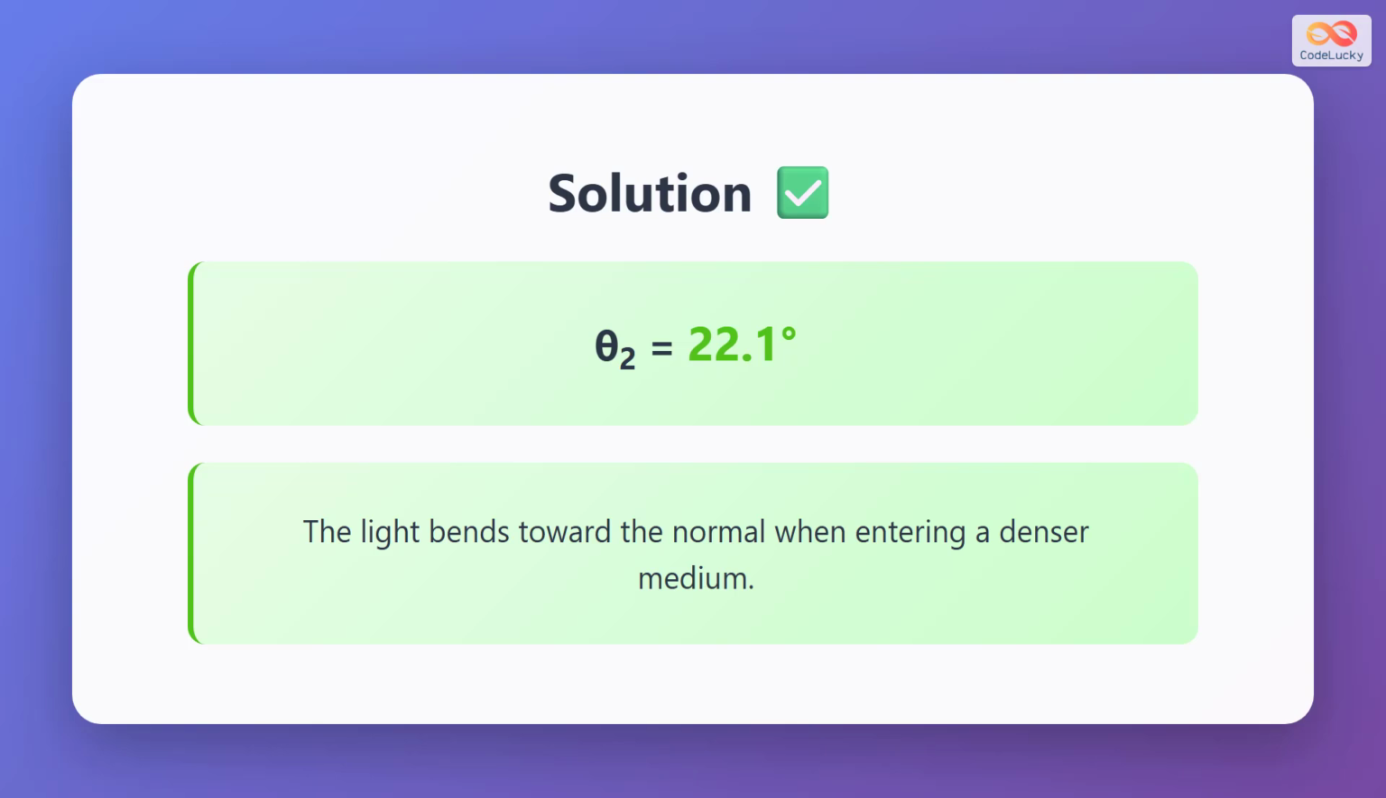Notice that the light bends toward the normal when entering a denser medium. The angle decreased from 30 degrees to 22.1 degrees because water has a higher refractive index than air.